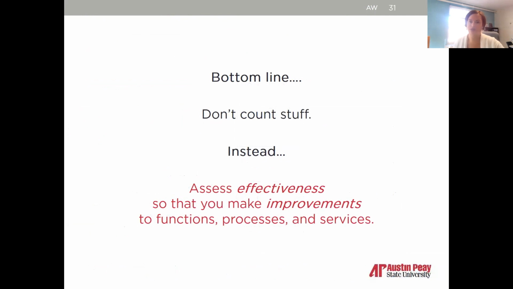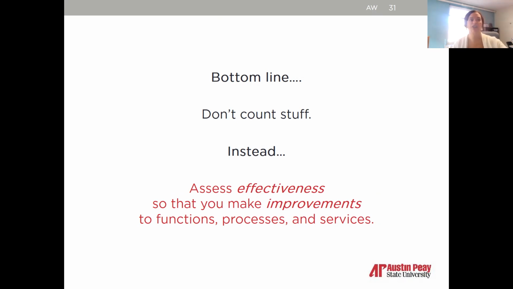So again, we just want you to think about how can we measure the effectiveness of what we do? And I'm not going to act like that's easy, because it's not how we always think about it. In higher ed especially, we're very big on counting stuff. How many students did we see? How many employees did we help? How many events did we have? All that is super important.